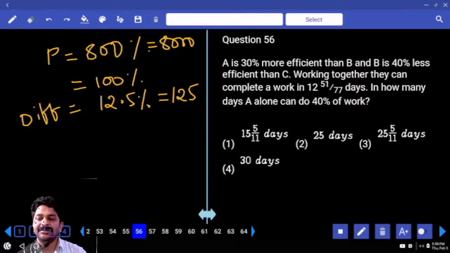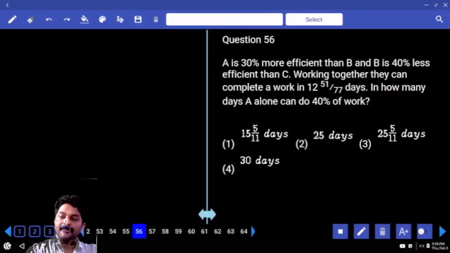A is 30% more efficient than B. B is 40% less efficient than C. Working together, they can complete the work in 12 1/51 by 77 days. In how many days can A alone do 40% of the work?